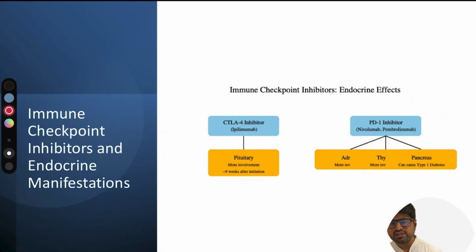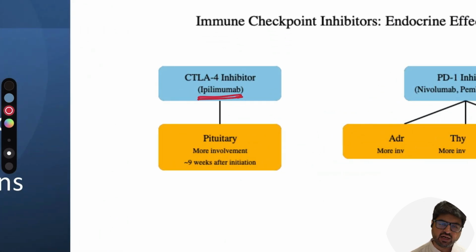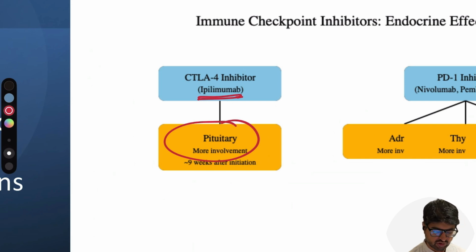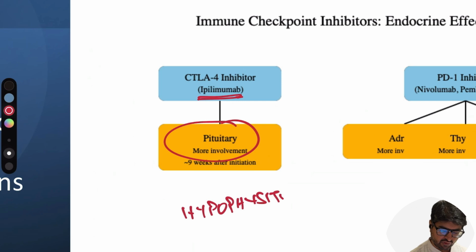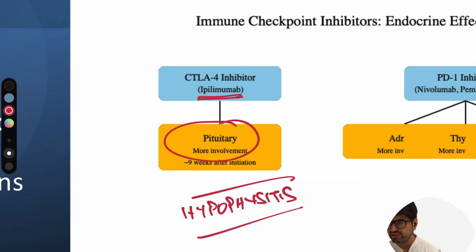Now, among the immunotherapy drugs that can lead to adrenal insufficiency, you have the immune checkpoint inhibitor called ipilimumab. This can lead to pituitary involvement, so it can lead to secondary and tertiary forms. It leads to pituitary involvement known as hypophysitis, and that can lead to adrenal insufficiency.